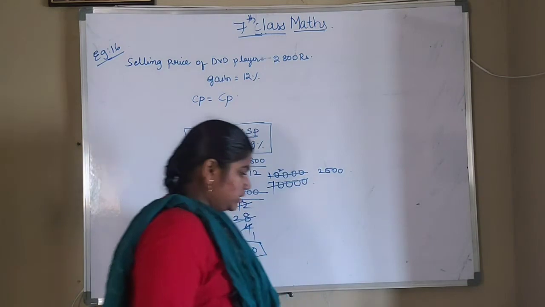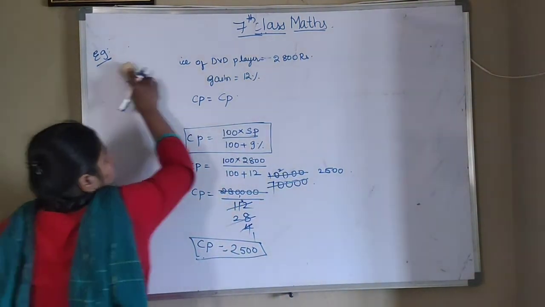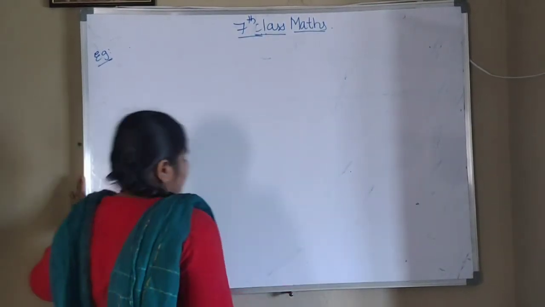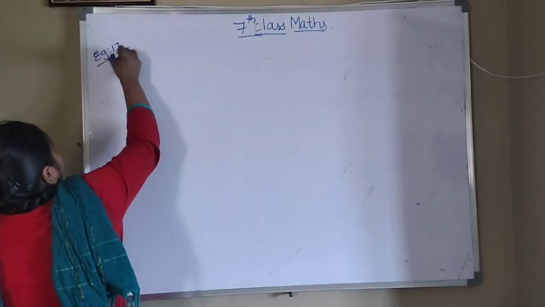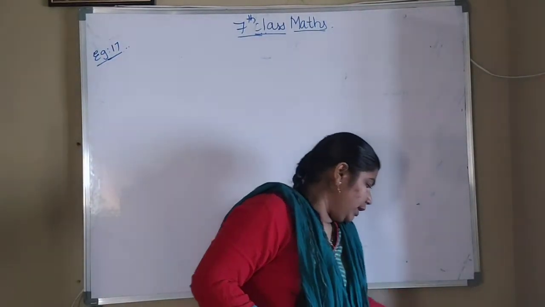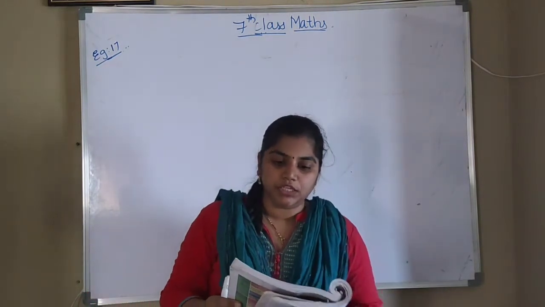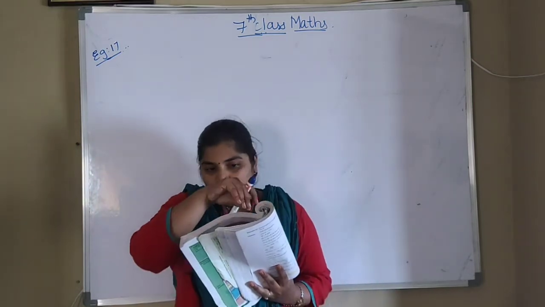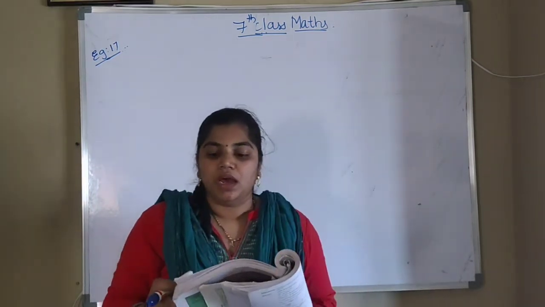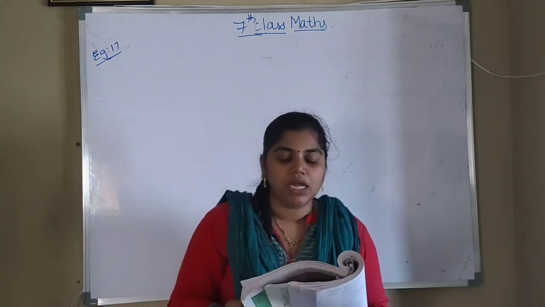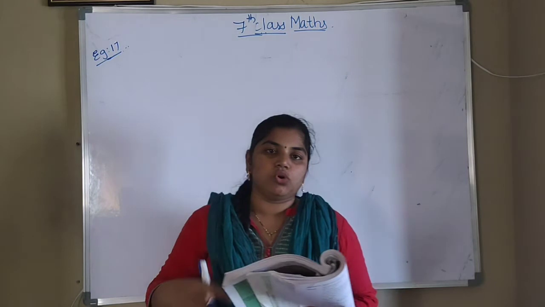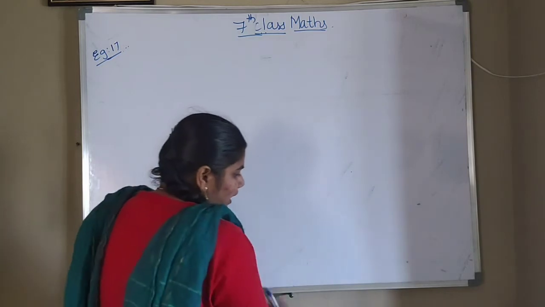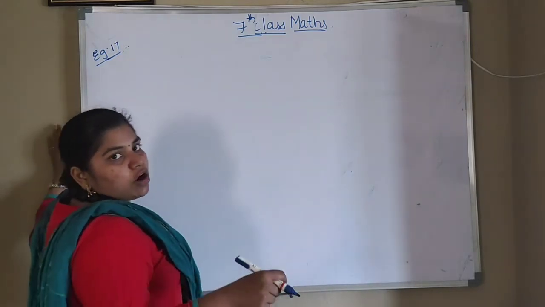Next is the 17th one. A man sold 2 cycles for 3,000 each, gaining 20% on one and losing 20% on the other. After selling these 2 cycles, on one he got the gain of 20% and on the other he got the loss of 20%. Find the gain or loss percentage on the total transaction. On the total transaction he got gain or loss, we have to find. So how many cycles did he get? He got 2 cycles.